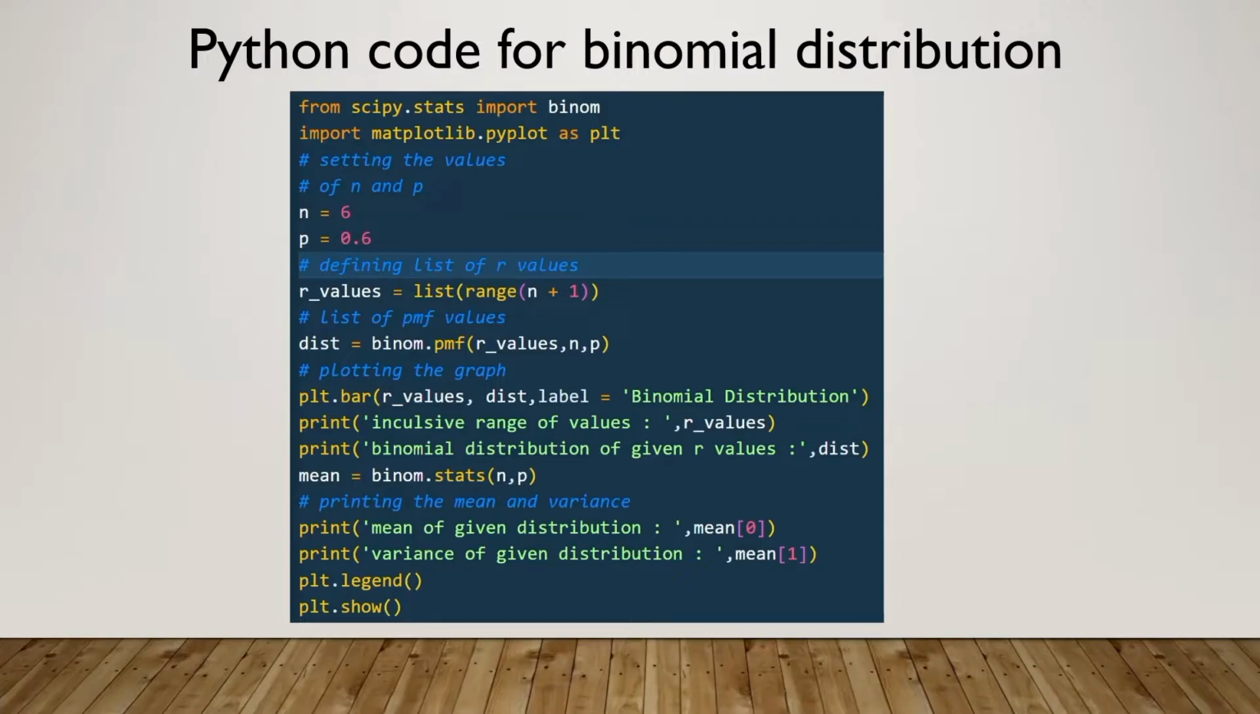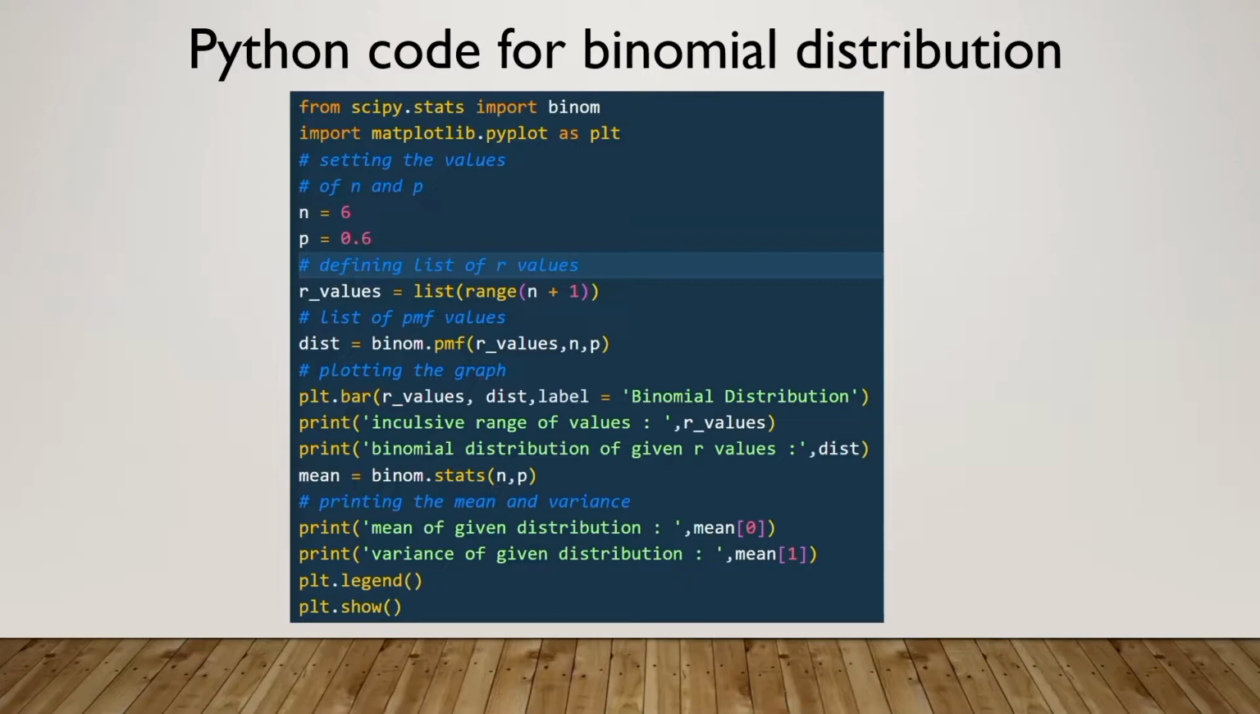The first line of the code is from scipy.stats import binom. SciPy is a Python library used for scientific calculations. Import matplotlib.pyplot as plt. Matplotlib is a data visualization library in Python. In that library we are taking the pyplot function for the code, and then setting up the n and p values. n equals 6, p equals 0.6, and then we are defining the r values.